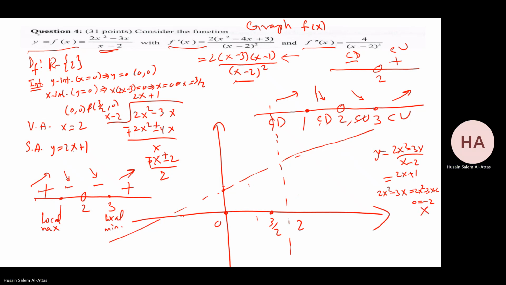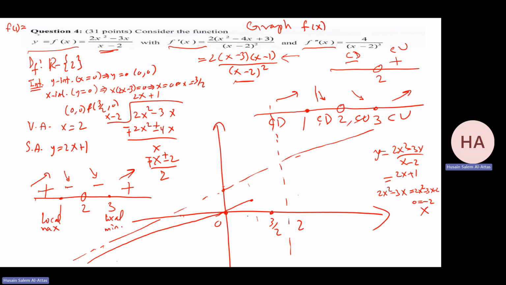Okay. Now let me do the graph. Before 1, the function is increasing, and it is concave down. So it will do something like this. It's increasing, but concave down up to 1. Well, what is f at 1? I can check f at 1. f at 1 is what? 2 minus 3, that is minus 1 over minus 1. That will be 1. So it will be somewhere here, up to here.